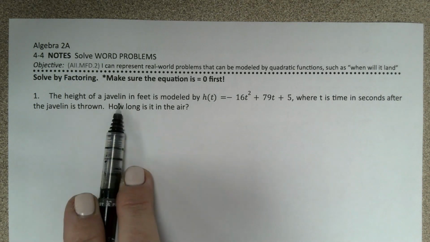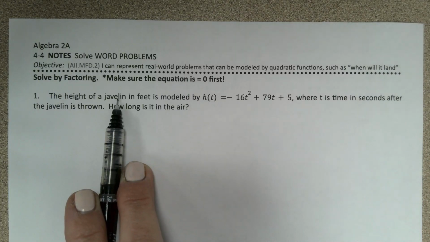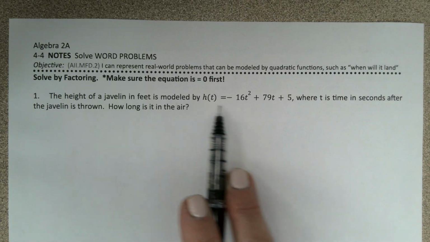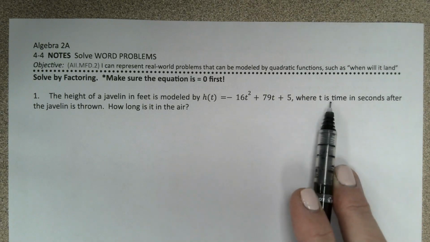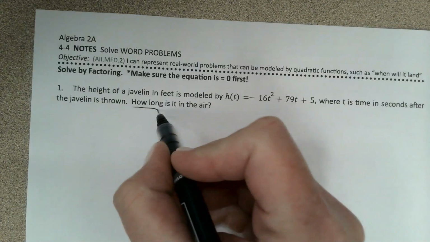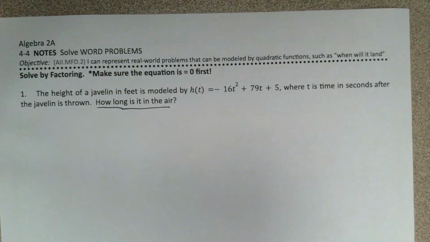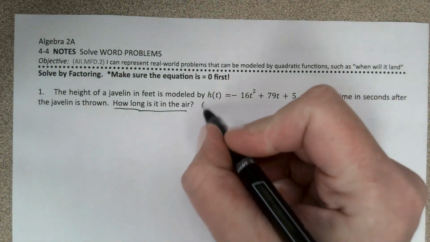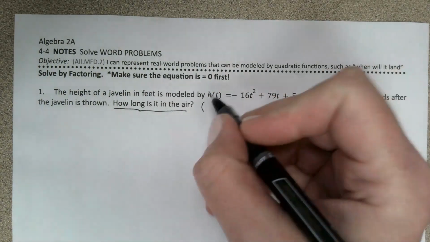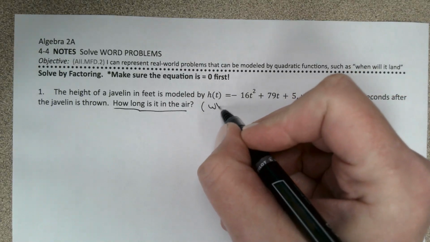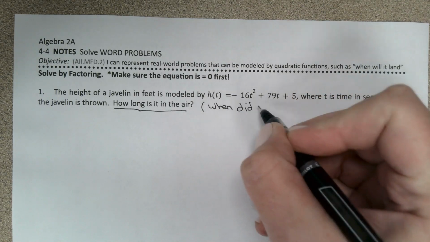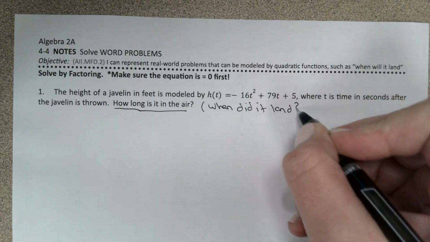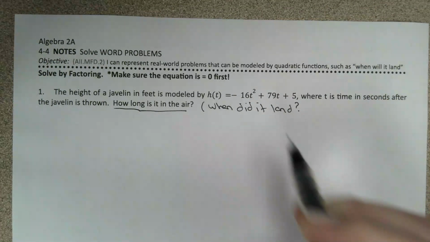So it says the height of a javelin in feet. A javelin is like one of the sticks that they throw in track and field. It is modeled by this equation, where the t is time in seconds after it's thrown. How long is it in the air? How long is it in the air is the same as asking, when did it land? It might say that.